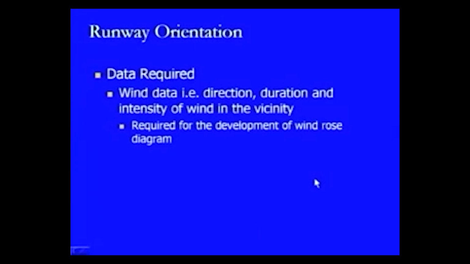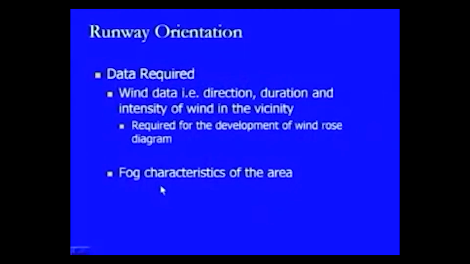Further, the other thing which is required is the wind data, and the wind data is required in 3 dimensions, that is in terms of direction, in terms of duration, and the intensity of wind in the vicinity of the airport. And this is a requirement for the development of the wind rose diagram, which is finally used to identify the orientation of the runway based on the wind coverage area. So, that is why this is another important meteorological data which is required so as to find out the orientation of runways at an airport.